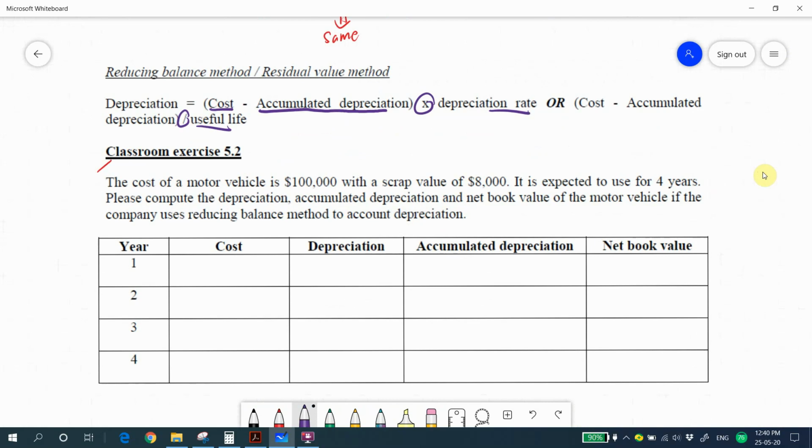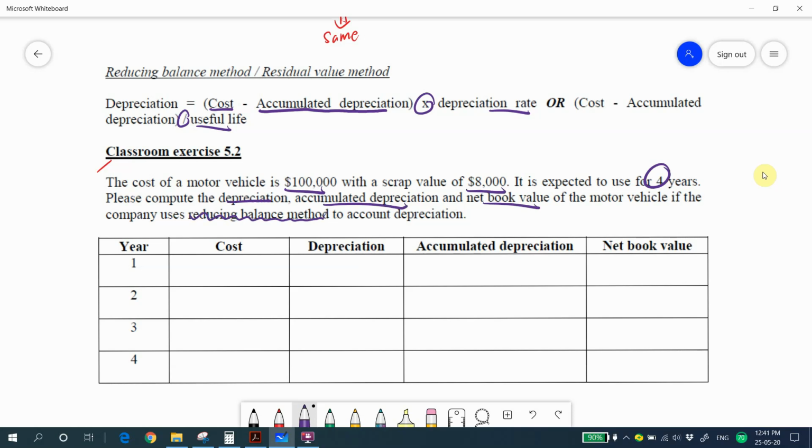Classroom exercise 5.2. The cost of the motor vehicle is 100,000, same as the previous question, with 8,000 for the scrap value and 4 years useful life, also the same. But in this question, they want us to compute the depreciation, accumulated depreciation and net book value under the reducing balance method.